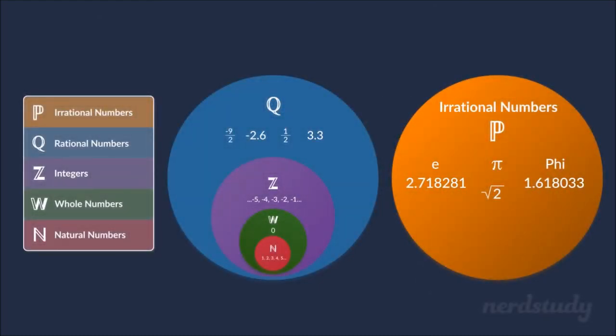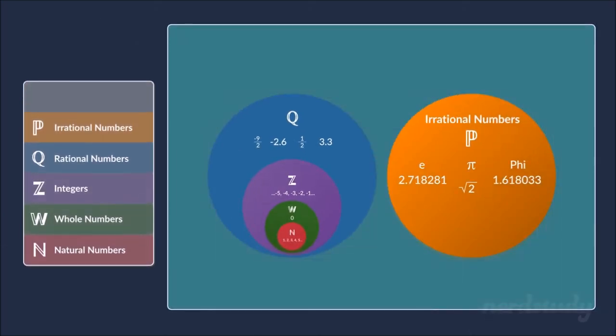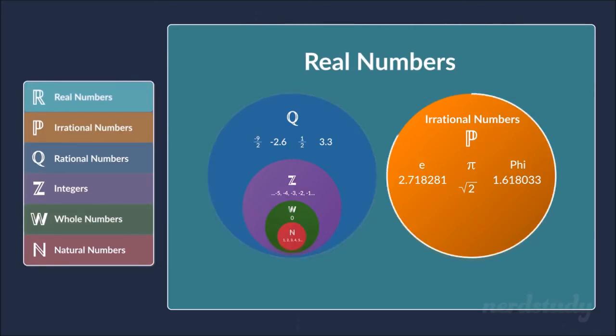And lastly, the definition of real numbers is the last classification that we'll talk about, although there are some other classifications that you might learn later on down the road. Real numbers are simply all of the rational and irrational numbers combined.